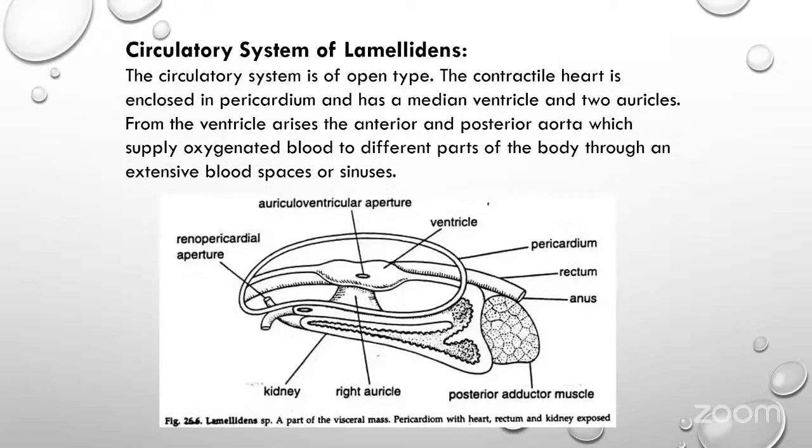Now let us look into the circulatory system of lamellidens. The circulatory system is of open type. The contractile heart is enclosed in pericardium and has a median ventricle and two auricles. From the ventricle arise the anterior and posterior aorta, which supply oxygenated blood to different parts of the body through extensive blood spaces or sinuses. So this is the pericardial layer, where this is the ventricle.